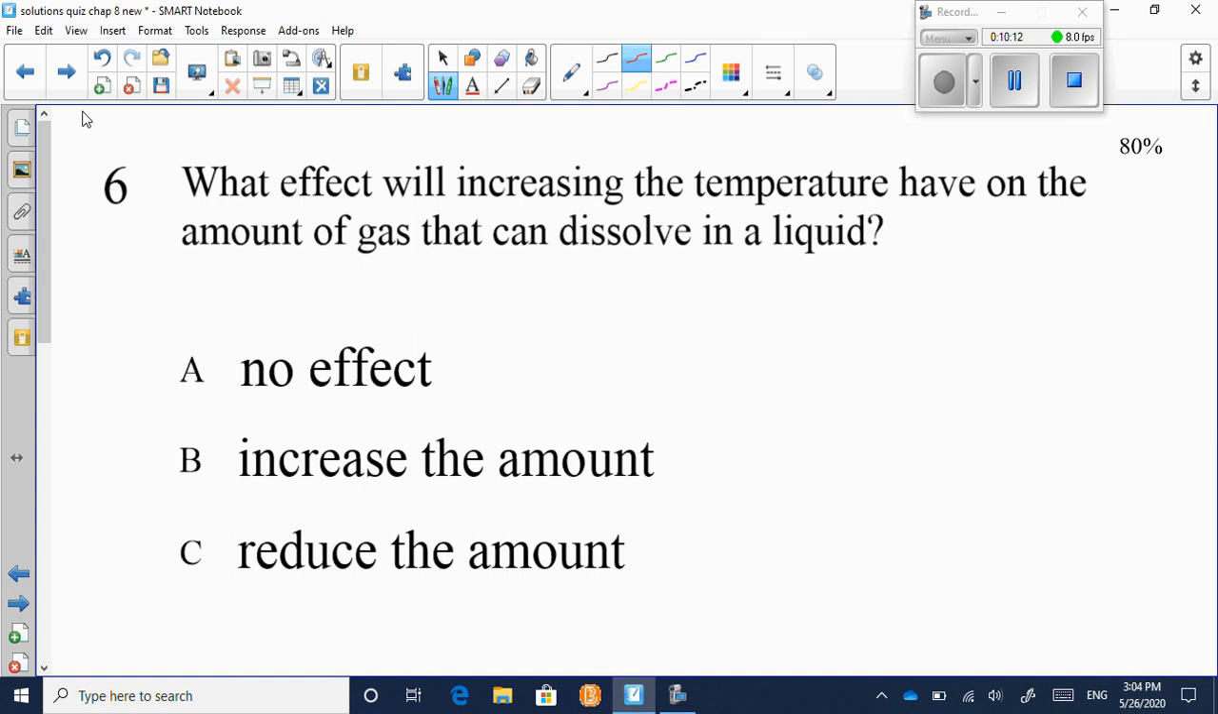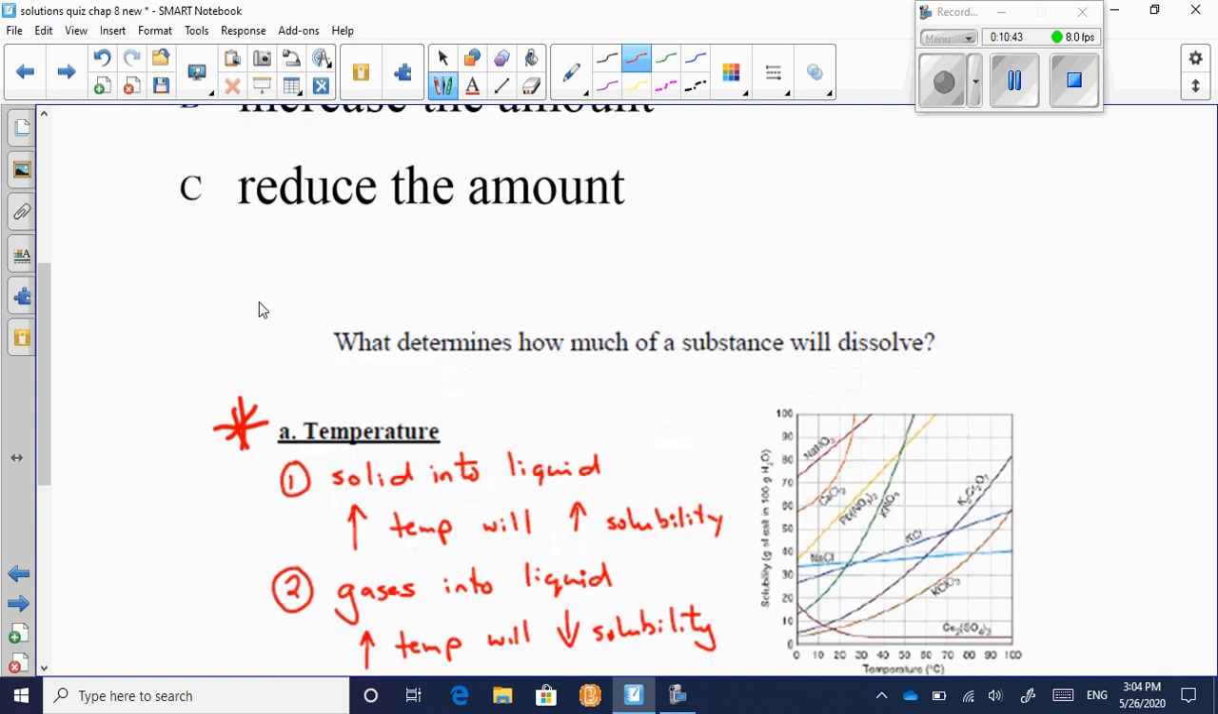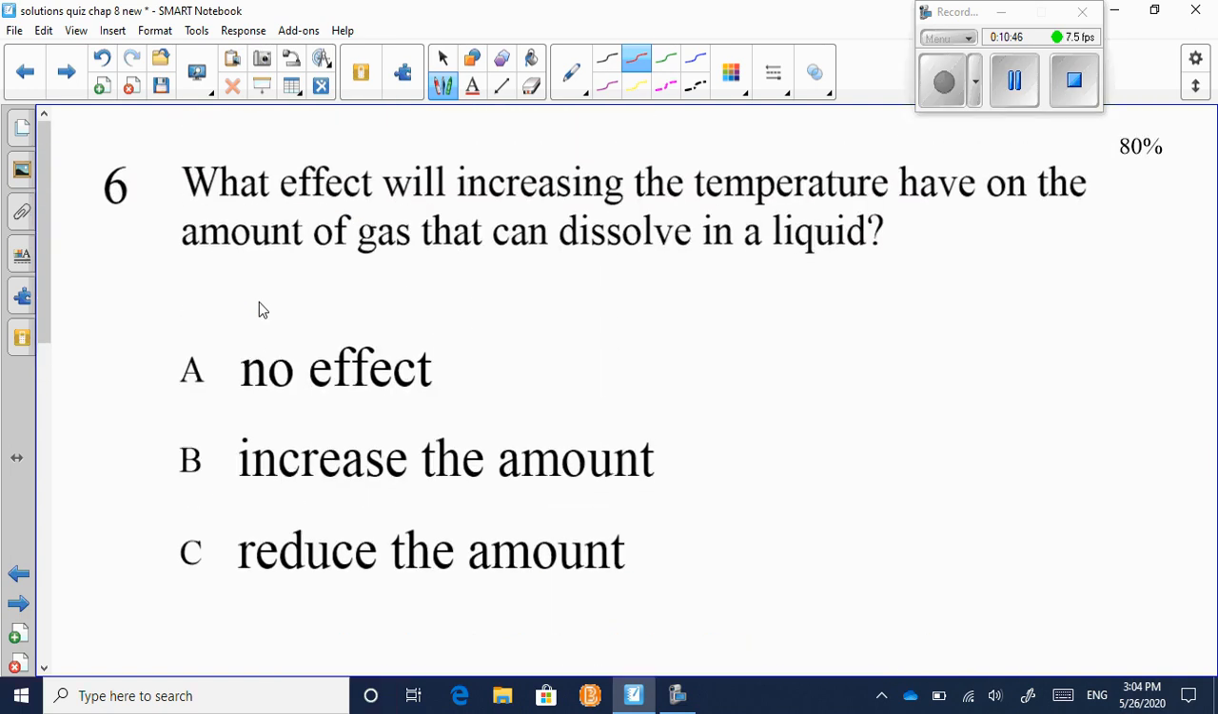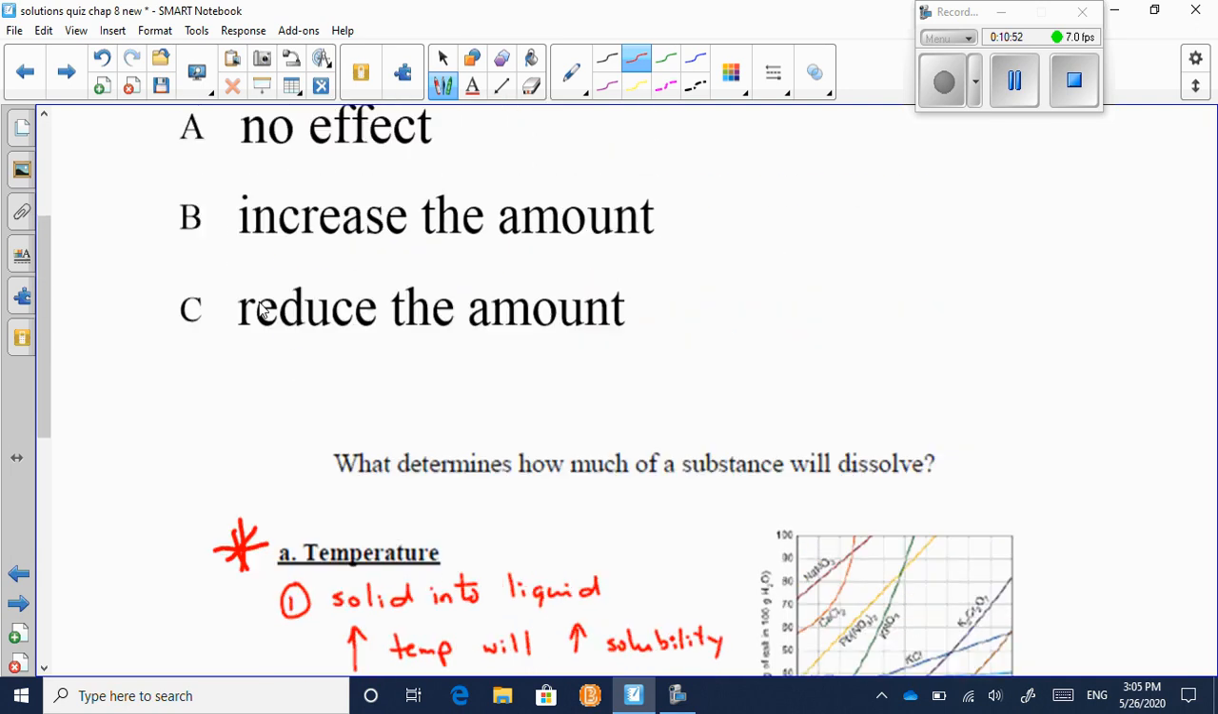Okay, number 6. What effect will increasing the temperature have on the amount of gas that can dissolve in a liquid? Well, that was in that third lesson. One of the questions we asked in that third lesson is, what determines how much of a substance will dissolve? Well, we knew that temperature impacts it. Now, if you're talking about a solid into a liquid, an increase in temperature will increase the solubility. But if you're talking about a gas into a liquid, which is what we're talking about here, if you increase the temperature, you'll decrease the solubility.